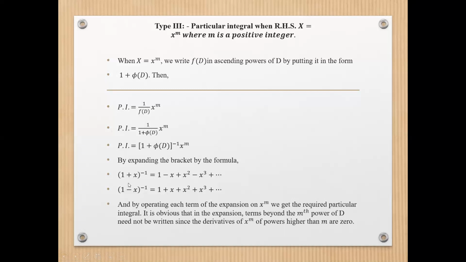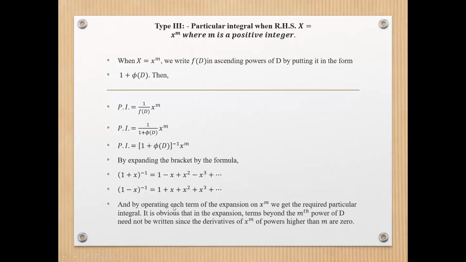And the other expansion is 1 minus x raised to minus 1, that gives 1 plus x plus x square plus and so on. See, here is a plus sign. That time we have to use the expression 1 plus x raised to minus 1, and that gives 1 minus x plus x square minus x cube plus and so on.